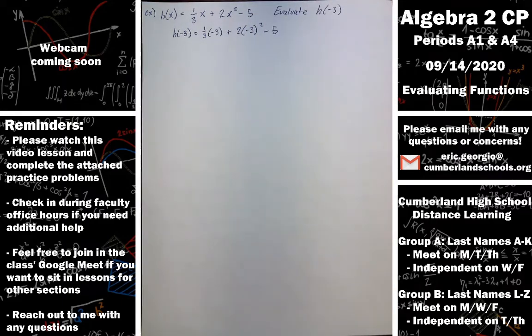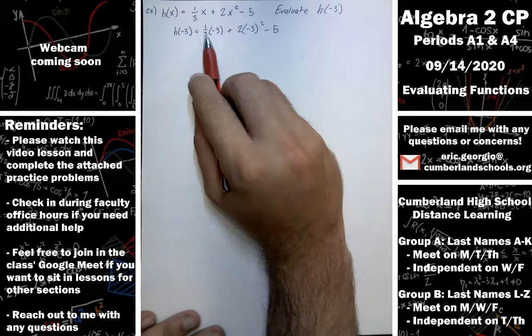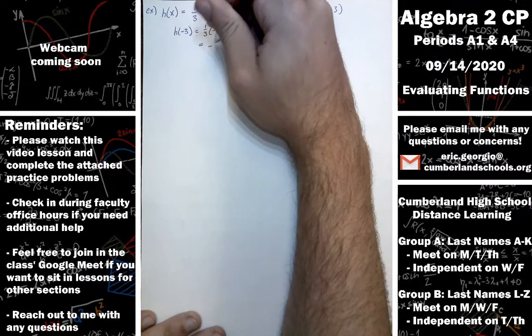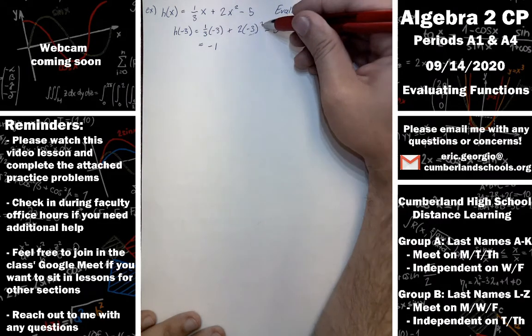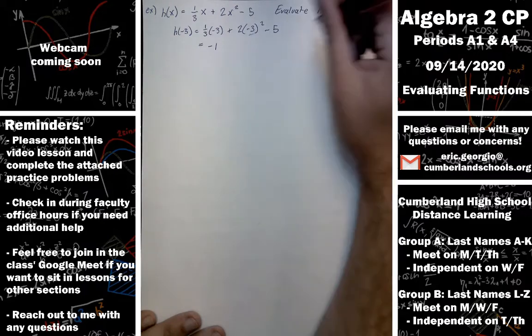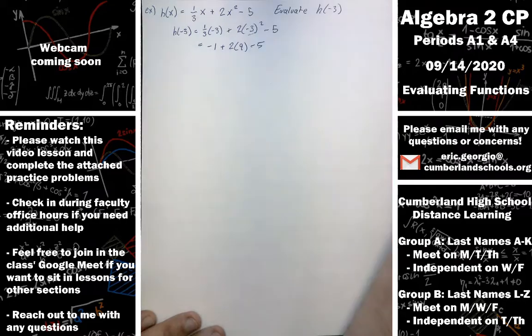Yes, eventually you may get to the point where you start feeling comfortable skipping steps, but until you reach that point, I highly, highly, highly recommend writing out each step individually. That seems to be where mistakes happen, when students try to skip steps and do some mental math, that's when you run into errors. Multiply here, we have 1/3 times negative 3, that's negative 1. Here I have, notice order of operations, negative 3 squared is negative 3 times negative 3, so that's positive 9, so plus 2 times 9 minus 5.